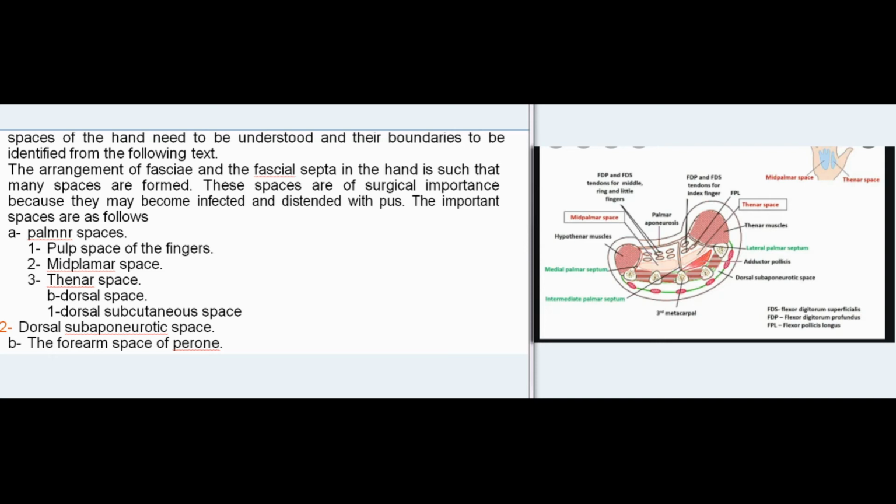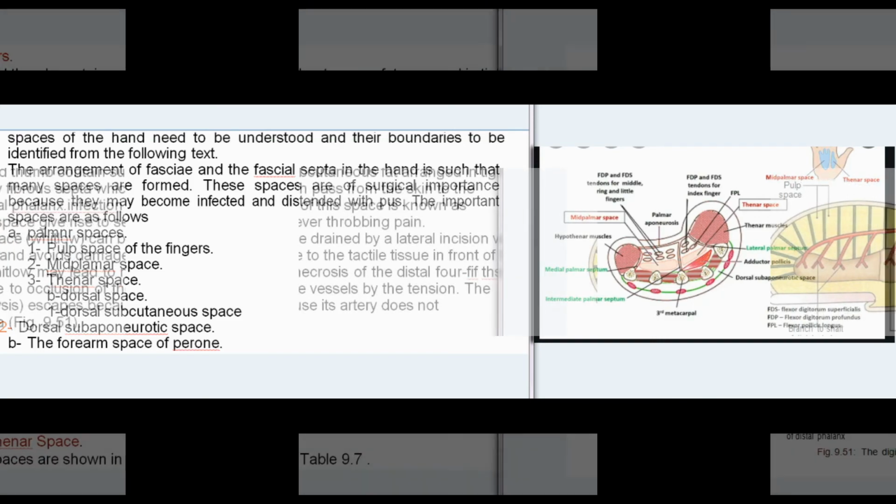The important spaces are as follows: A. Palmar spaces. 1. Pulp space of the fingers. 2. Mid-palmar space. 3. Thenar space. B. Dorsal spaces. 1. Dorsal subcutaneous space. 2. Dorsal subaponeurotic space. C. The forearm space of Parona.